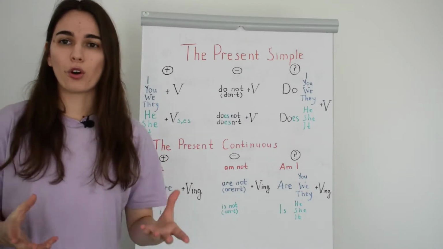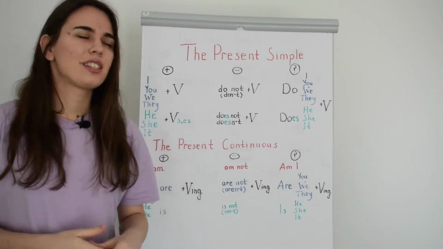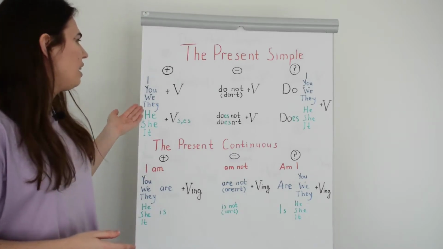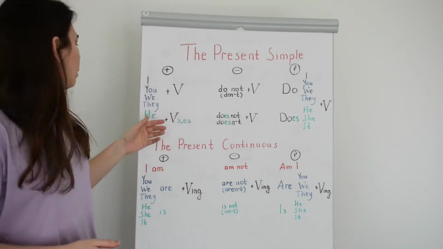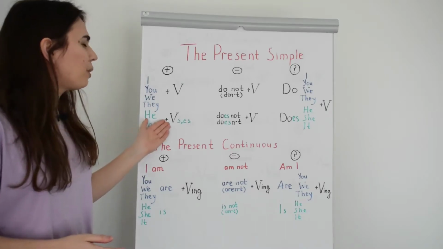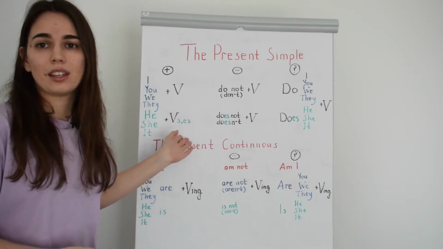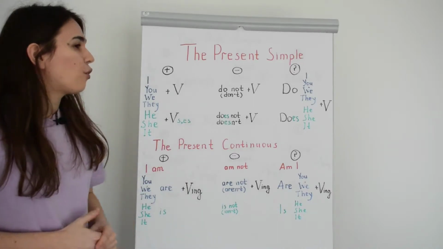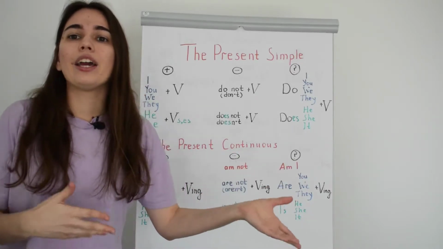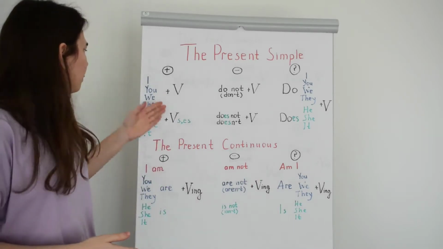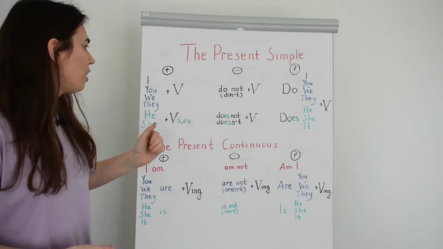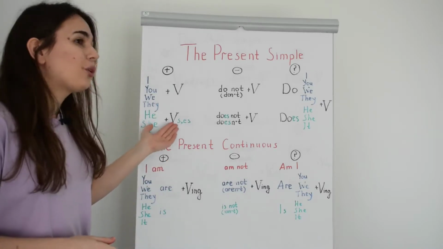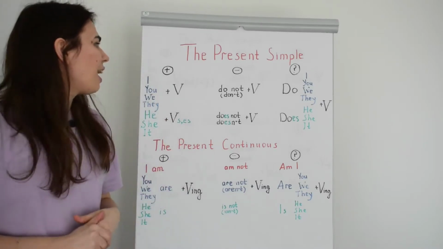In order to form this tense, we need to take I, you, we, they plus the verb, or he, she, it plus the verb with s or es ending. And for example, I can say I cook every day. I plus the verb cook and every day phrase. Or she cooks every day.